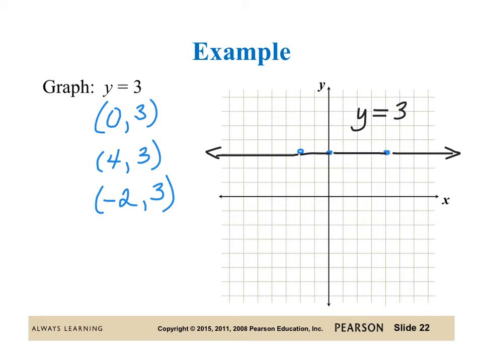So again, the takeaway here is that y equals lines are always going to be horizontal lines. And y equals whatever that number is will tell you the y-intercept. And the key is that there is no x value in the equation. There is no x variable.